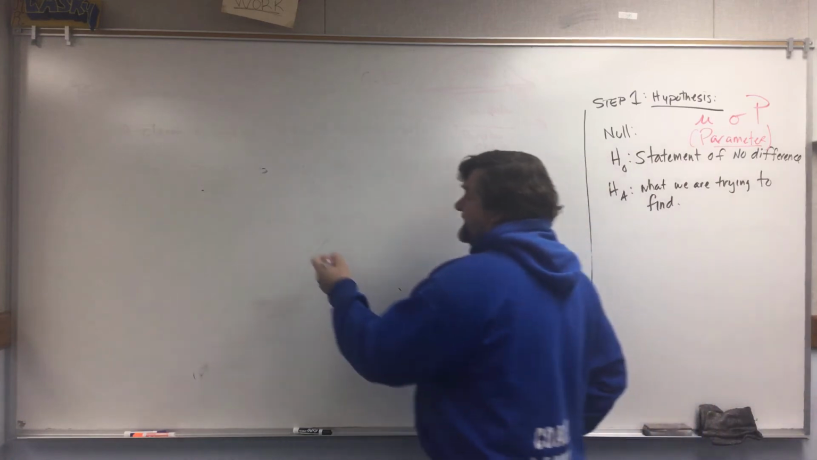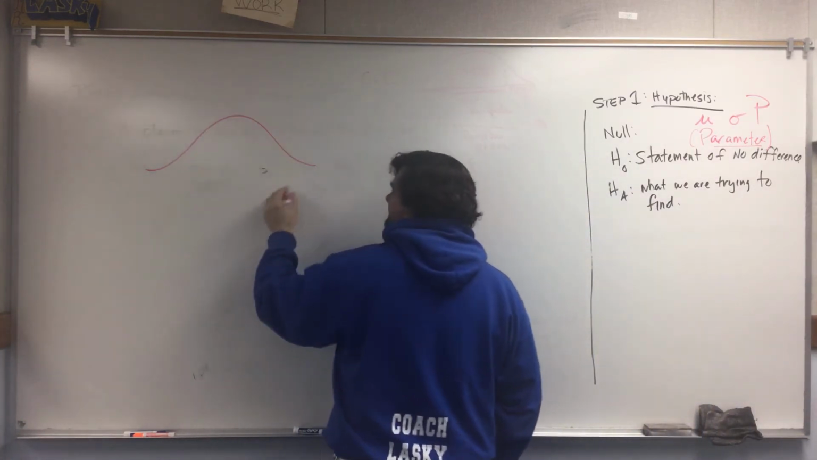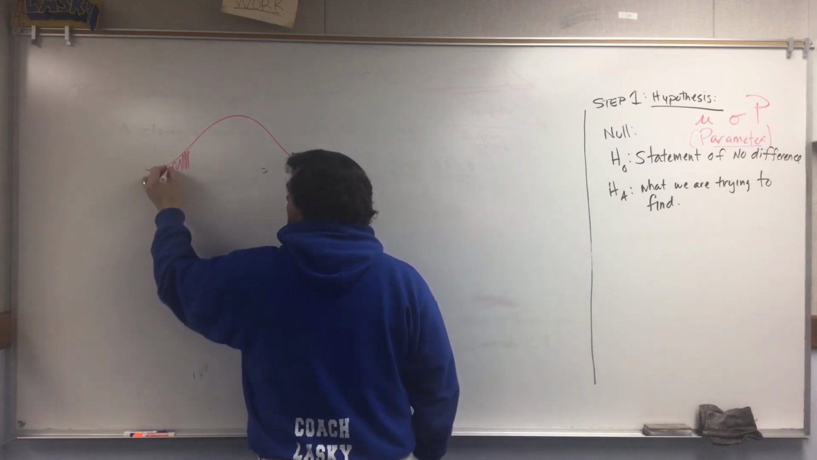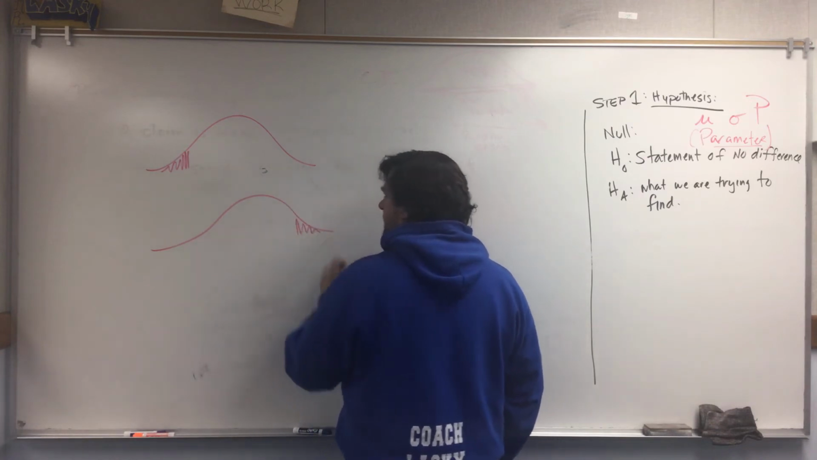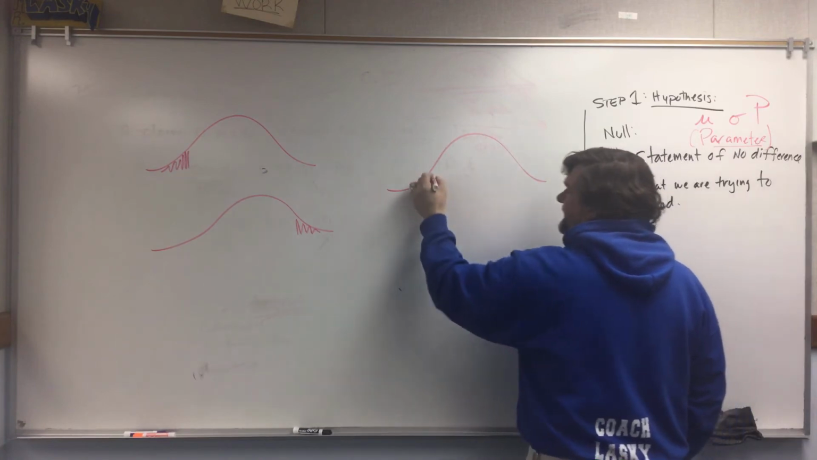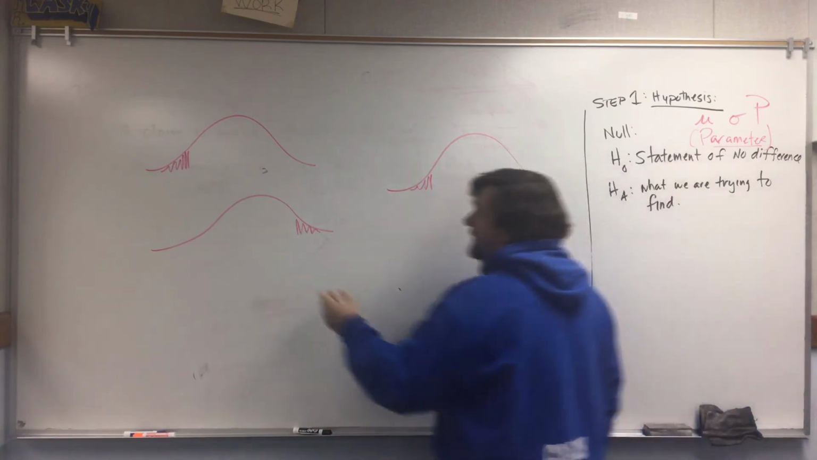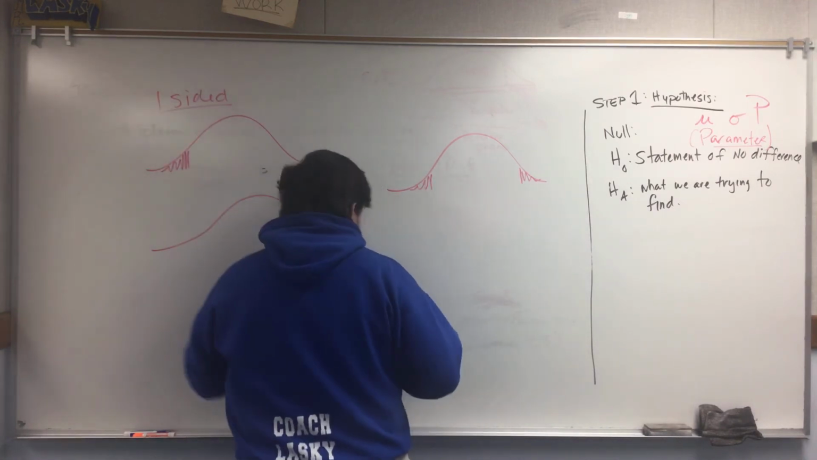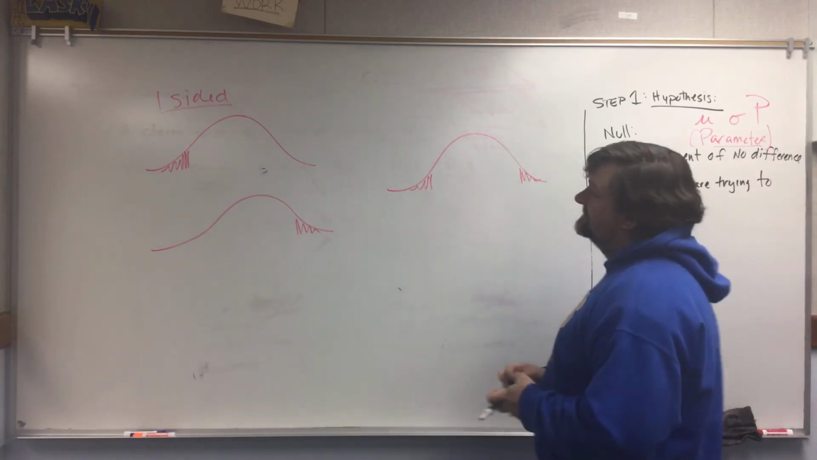There's two types of tests. There's a one-sided test, so it's going to be like, I want this side, or I want this side, and then there's two-sided. There's this, or there's this. So this is a one-sided. There's a one-sided test and a two-sided test.